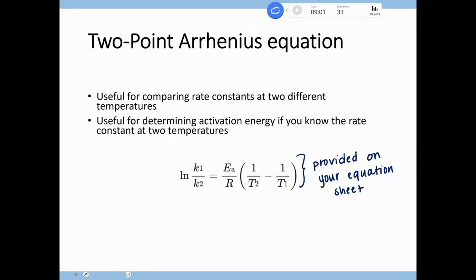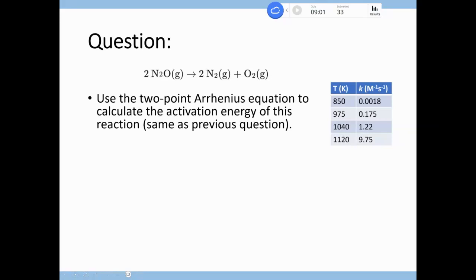So now let's use the same data that were provided two slides back. And now instead of plotting, finding the slope, going through that equation, use the 2-point equation and find the activation energy. You could use any 2 sets of data. Just to keep it consistent for class, let's use the first 2 rows. But any of the rows should give you approximately the same activation energy.